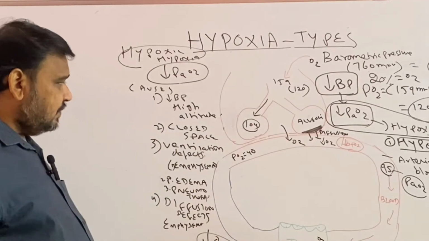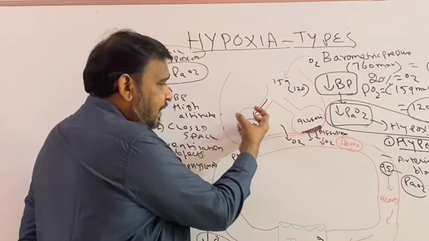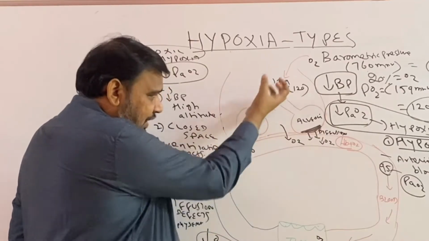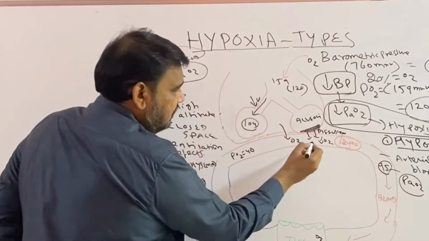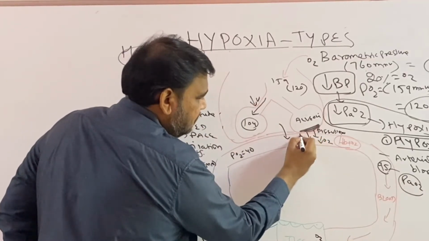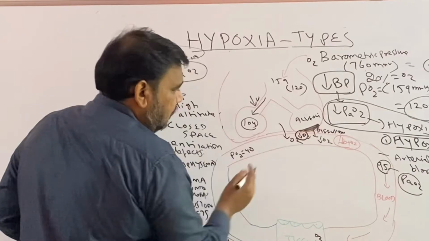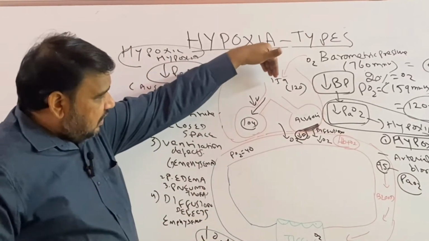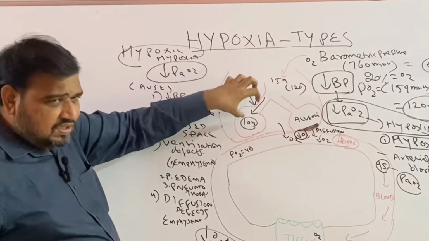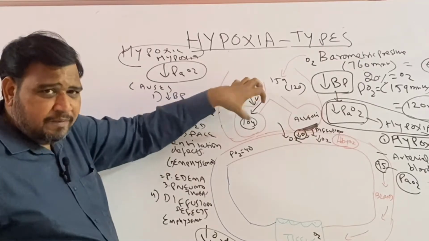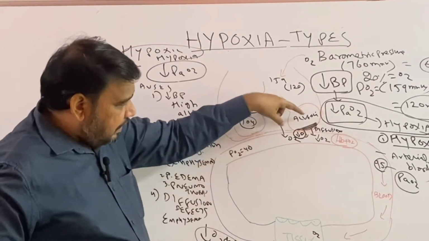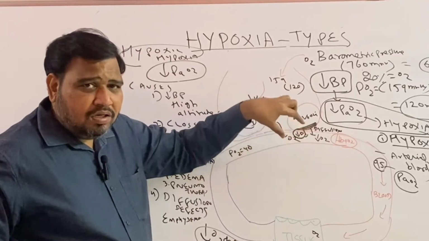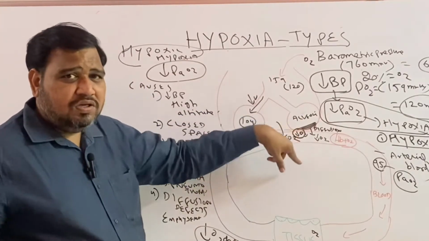Ventilation defects: the alveoli is not able to get enough oxygen, so this arrow mark will be decreased. So listen here. This is decreased ventilation, and this arrow is decreased diffusion. Note it down. The oxygen entering from the outside into the alveoli, if this is affected, is decreased ventilation. The alveoli is not properly ventilated. If the alveoli is getting ventilation but the oxygen is not entering into the blood, or the blood is not oxygenated, that is diffusion defect. Note it down.